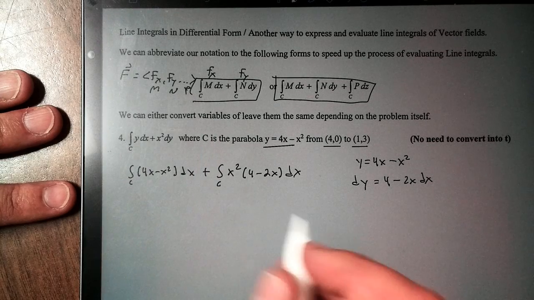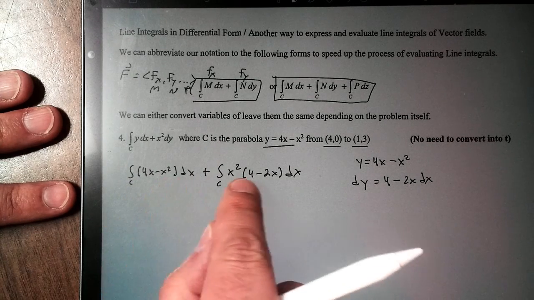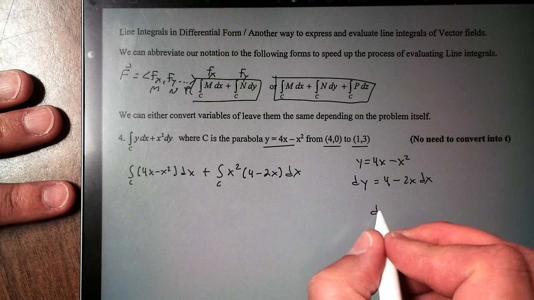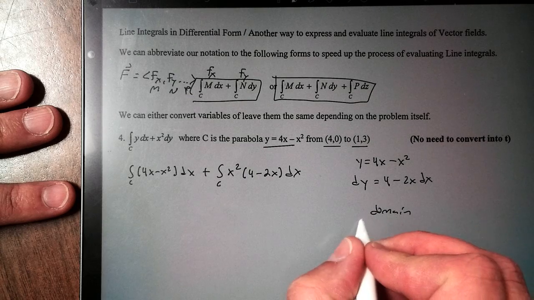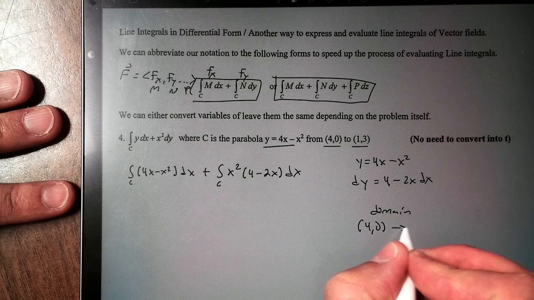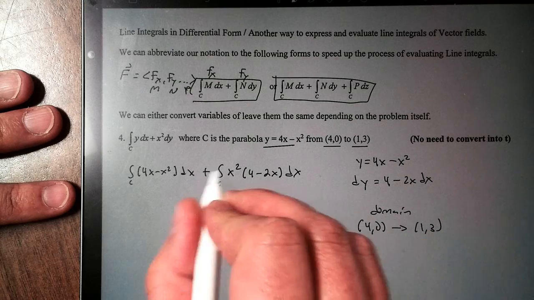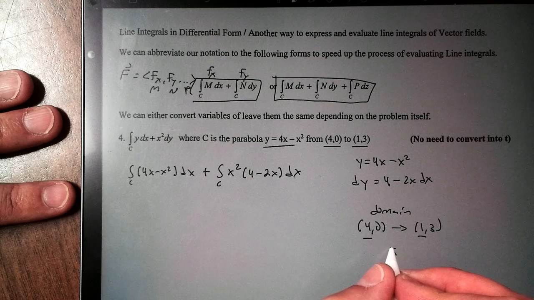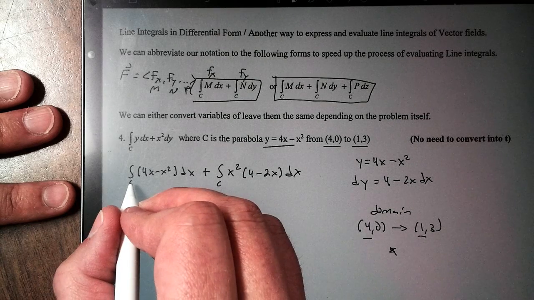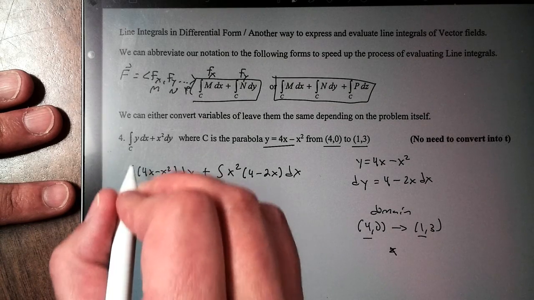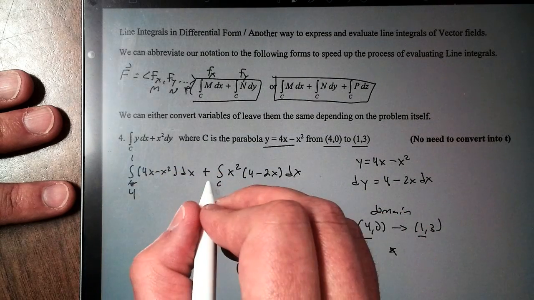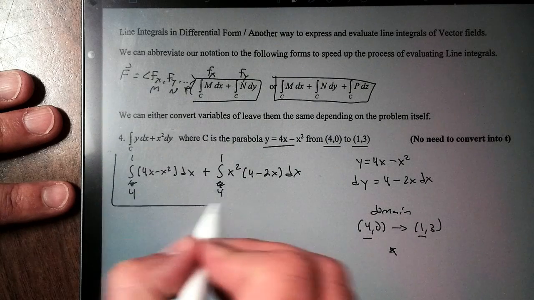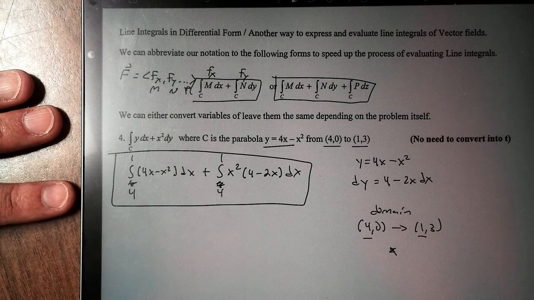Alright, so what we can do now is, notice everything's in terms of x. And now I can get my domain super easy here, because remember my points are going to go from 4, 0 all the way to 1, 3. Well, if everything's in terms of x, my x starts at 4 and goes to 1. So I can scratch out this, make that a 4, and go to 1. I'm starting at x equals 4 here, and I'm going to 1. And this right here I can use to solve my work equation.